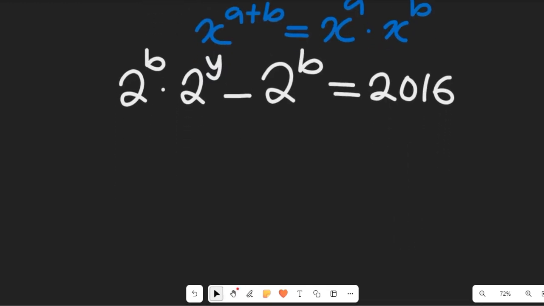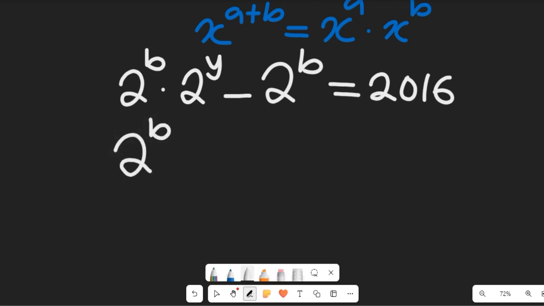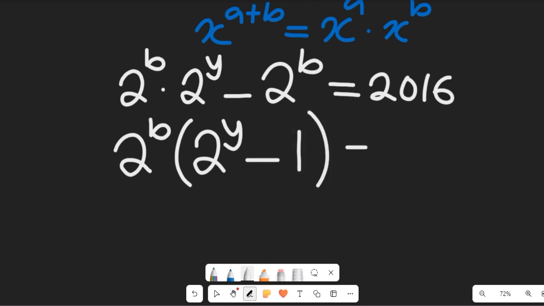Now we have 2 to the power of b as a common term, right? We can bring out 2 to the power of b, and that will give us what? This will be 2 to the power of b multiplied by 2 to the power of y divided by 2 to the power of b, the 2 to the power of b will cancel out, then we'll be left with this, and this will be what? 1, right? And this will be equal to 2016. Great. Now what do we have here?